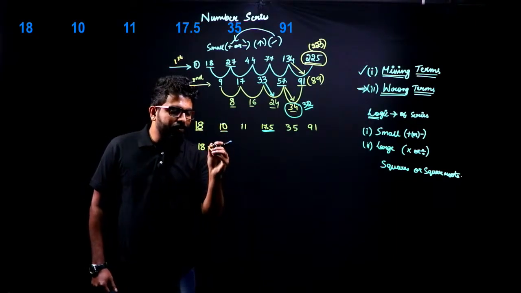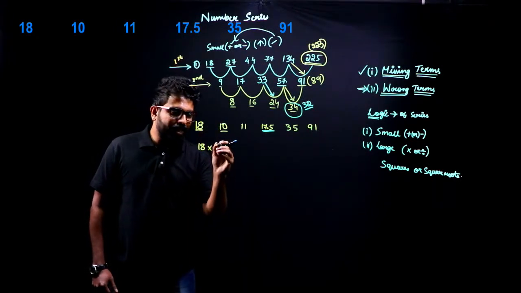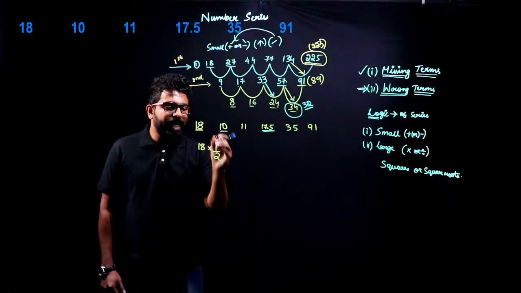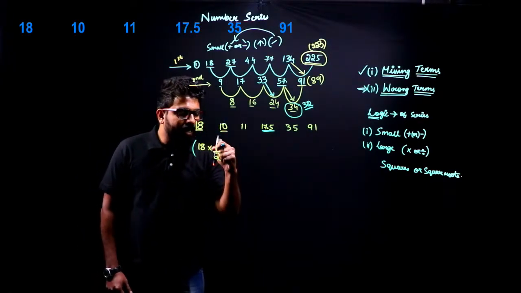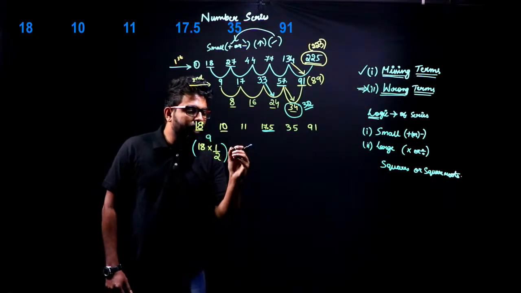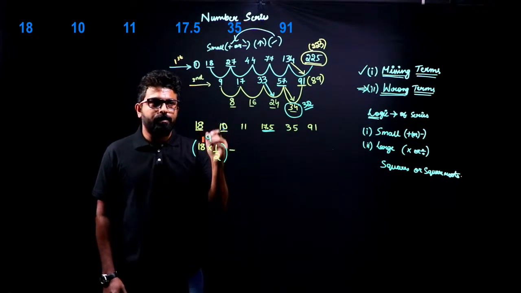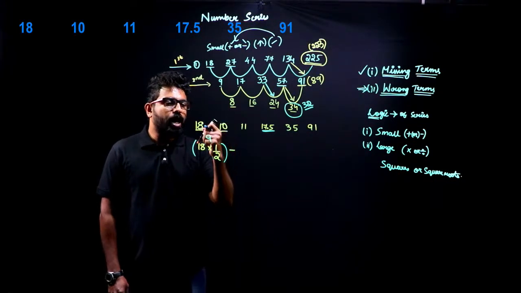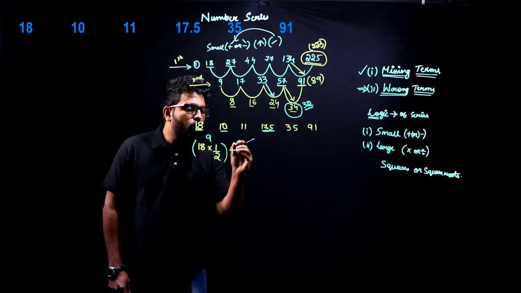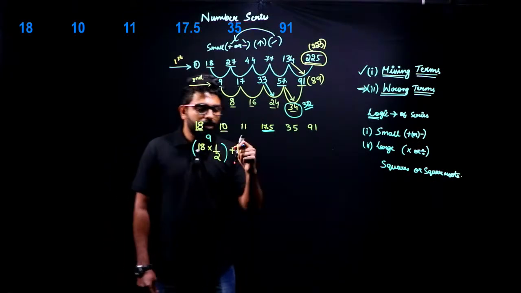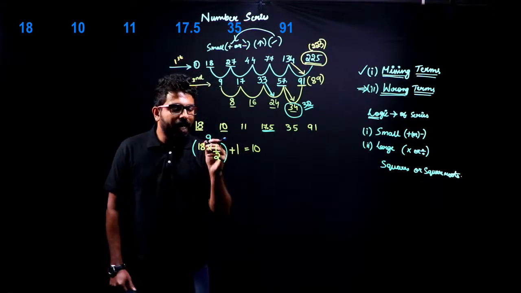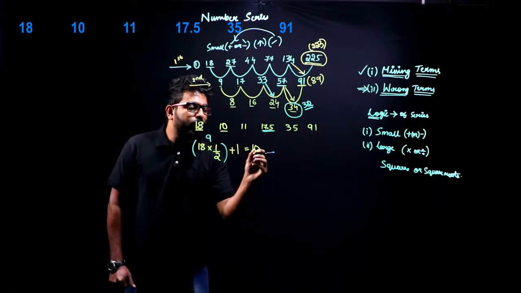What do I get if I divide 18 by 2? 18 divided by 2 is nothing but 18 into 1 by 2. Am I right? 18 into 1 by 2. If I divide 18 by 2, the value I'll be getting here is 9. Is 9 close to 10 or not? Very good, 9 is close to 10. How do I go from 9 to 10? I need to add 1 to 9 to get 10. So what did I do here? I multiplied 18 with 1 by 2 and added 1 and I got my 10 here.